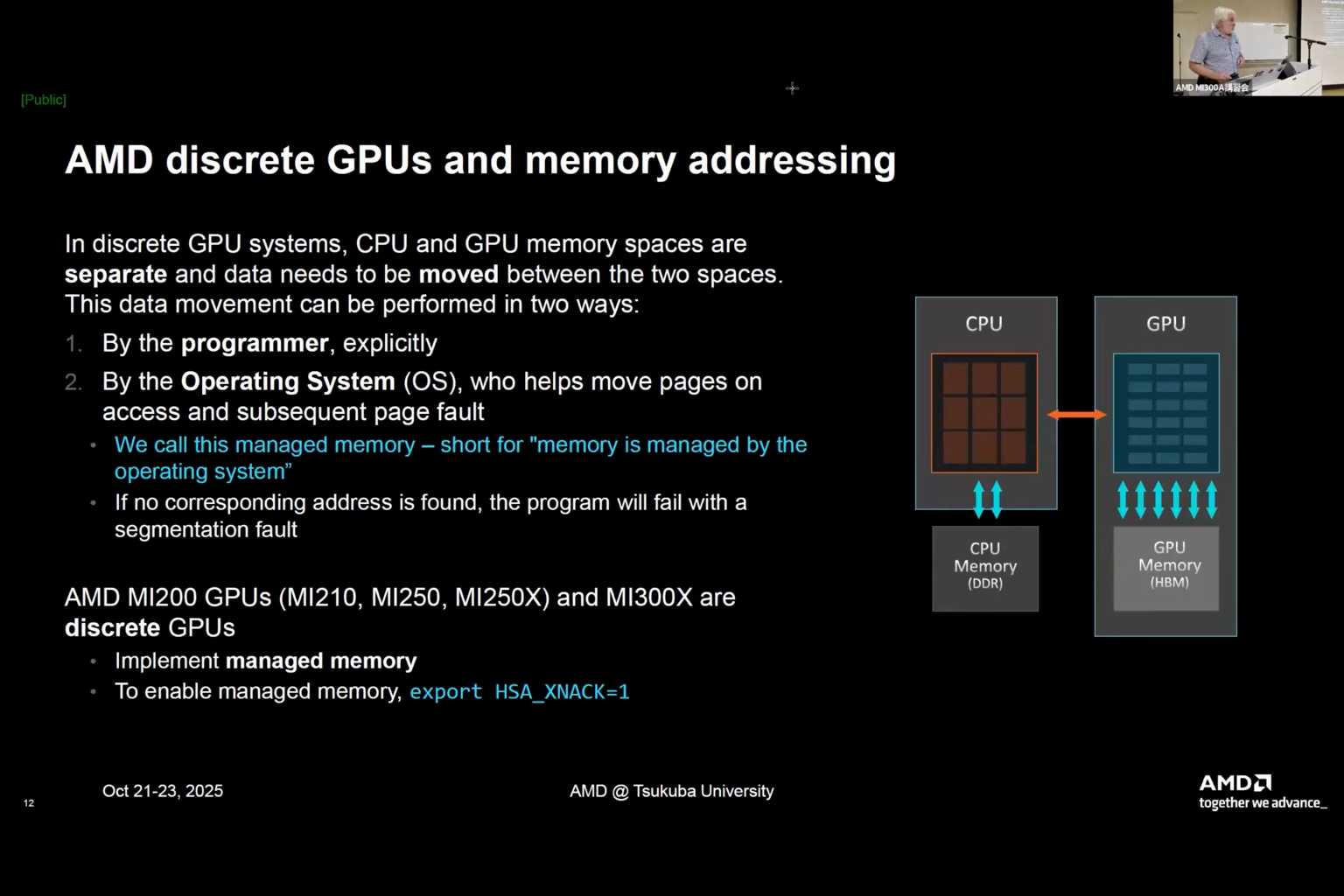And so you're still in this discrete GPU space where you're having to move memory back and forth, but you're letting the operating system do it for you. This allows you to write APU code on an MI200, even if your goal is to run it on a 300A.